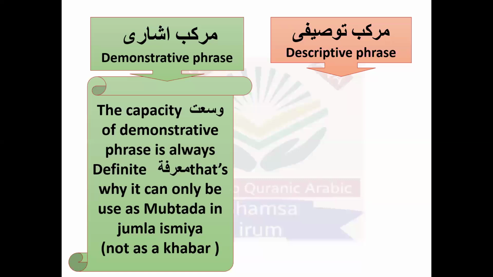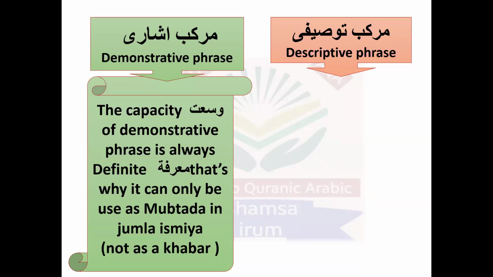That's why we can use it in the place of the mubtada. But we can't use this phrase in the place of the khabar, because khabar should be nakira, and this phrase is not nakira. We can't use it as indefinite. We can't use it as a nakira. That's why it can't cover the khabar. It can't come in the place of the khabar. Okay, this is the reason behind it.